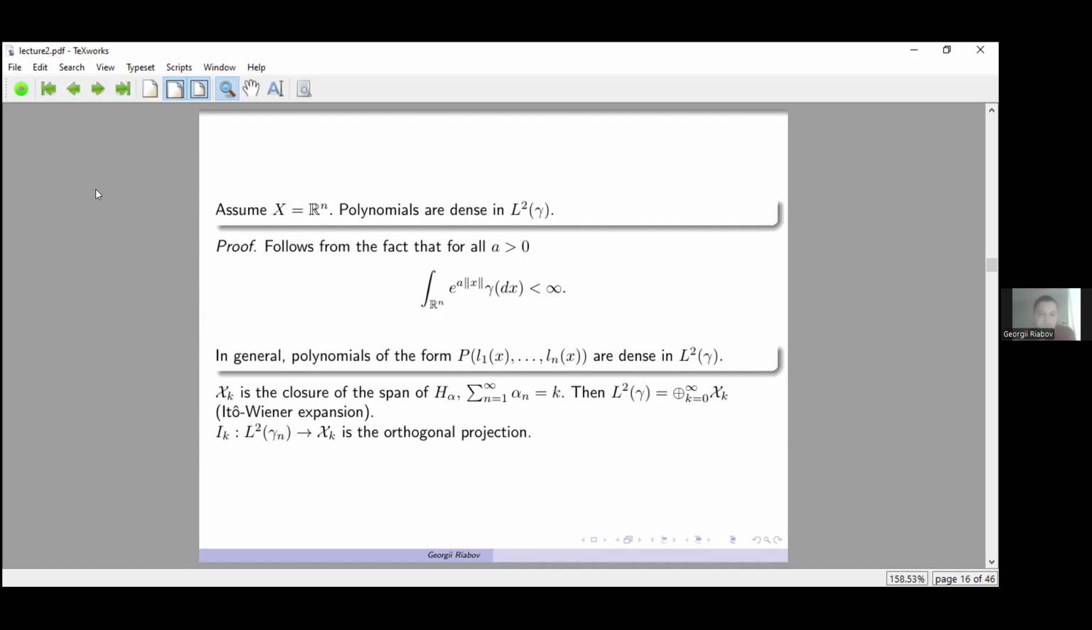So this means that Hermite polynomials of such form, the product h alpha n of l_n of x, form an orthonormal basis in L2.